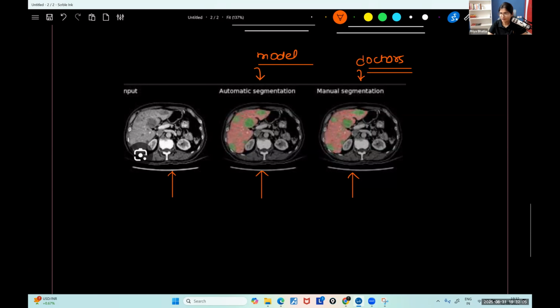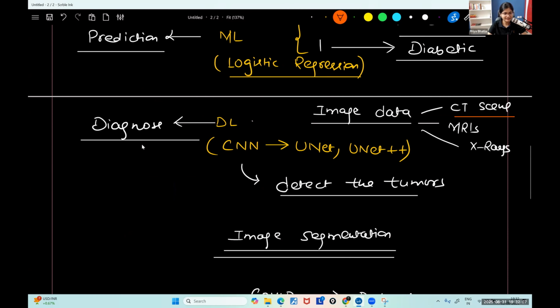So majorly what I'm trying to convey is that in the diagnosis part, deep learning is very famous. We have different techniques in deep learning, with the help of convolutional neural networks, to diagnose any sort of disease in the healthcare domain.